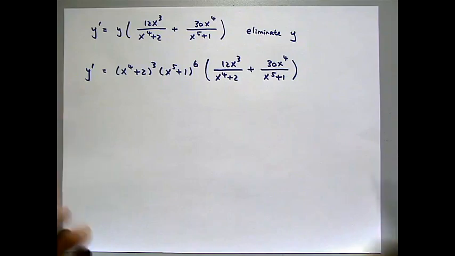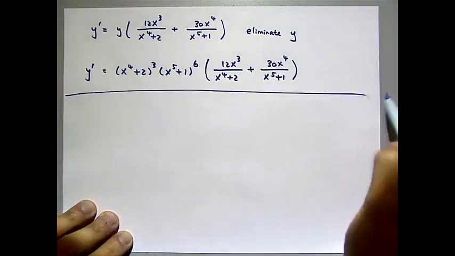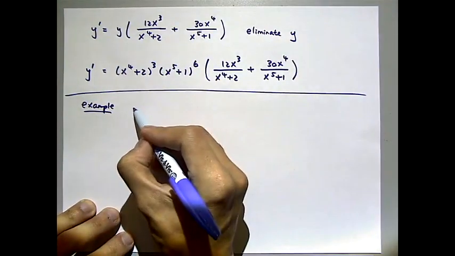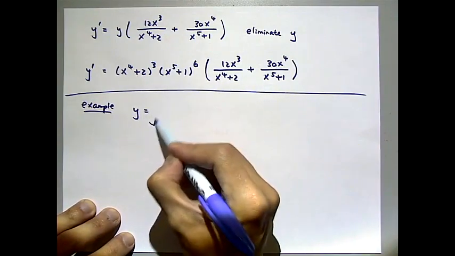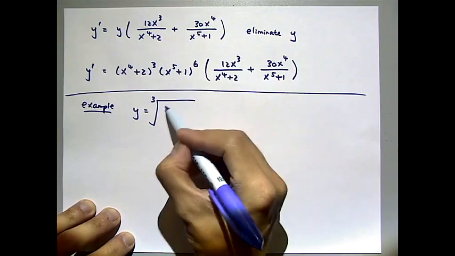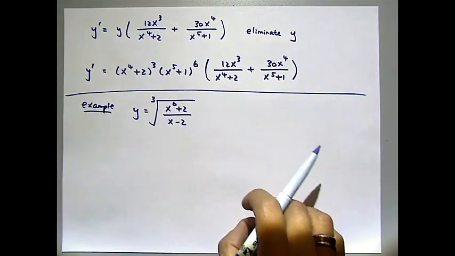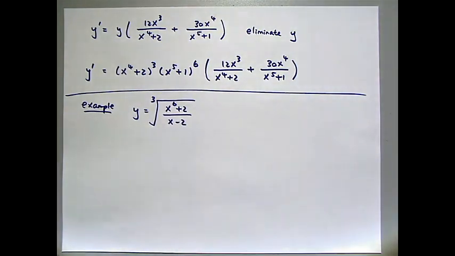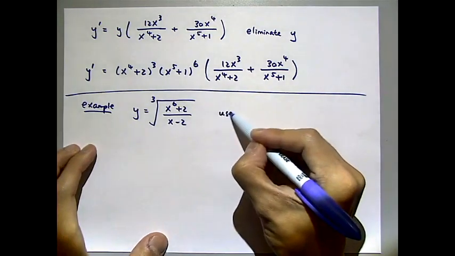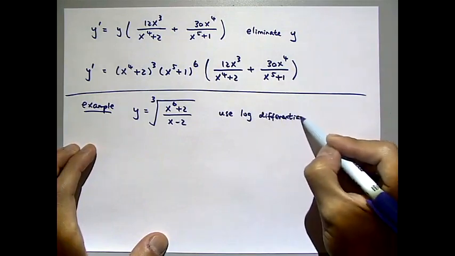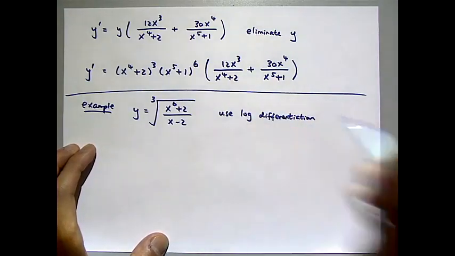Okay, let me give you one example for you to try on your own for a few minutes. Same idea along the same line here. Y is equal to the cube root of x to the 6 plus 2 over x minus 2. Let me give you 2 minutes. Give it a shot. You can do this without logarithmic differentiation, but please do this with log differentiation.